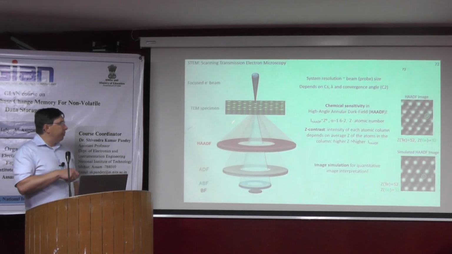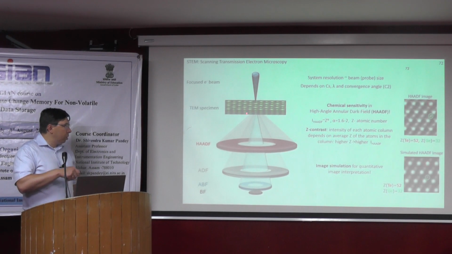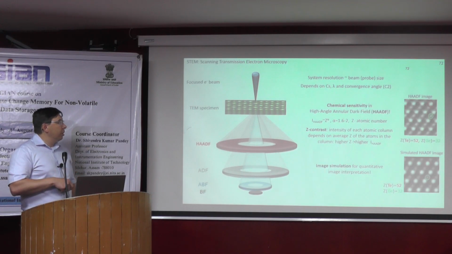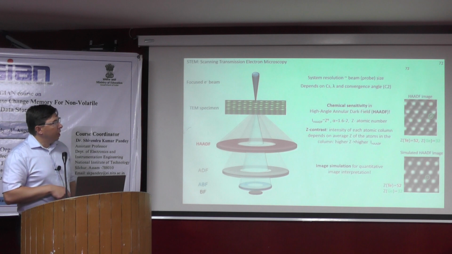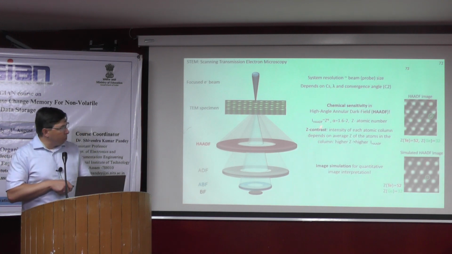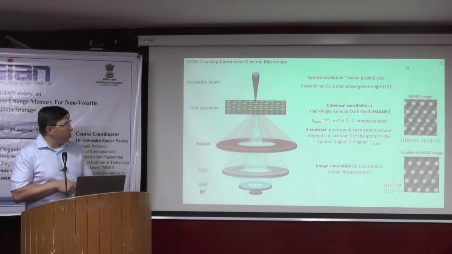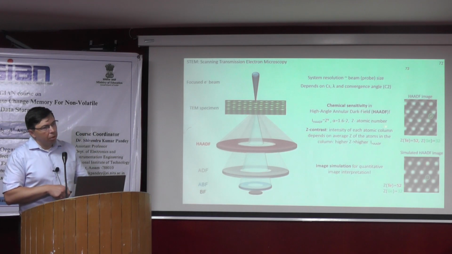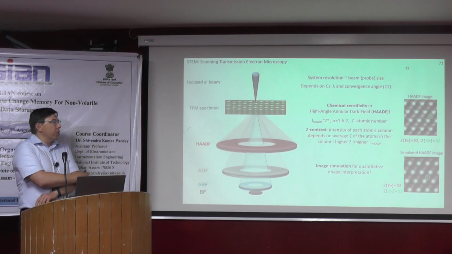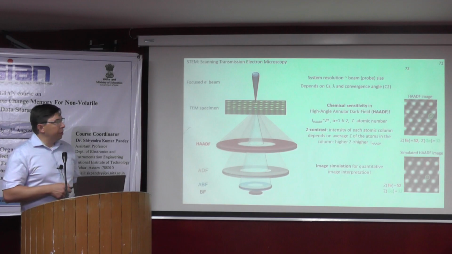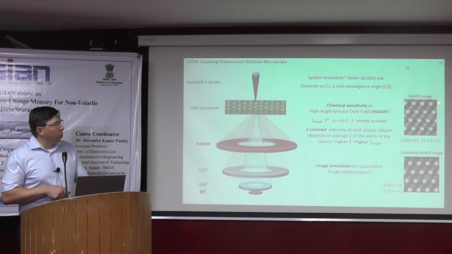If you collect the electrons scattered to very high angles, then the signal in such images will be proportional to Z to the power alpha, and this alpha can be between 1.6 and 2. Let's take it as 2. The main point here is that the intensity is proportional to Z, the atomic number. So in such HAADF images, we can directly distinguish between columns of higher Z and lower Z.